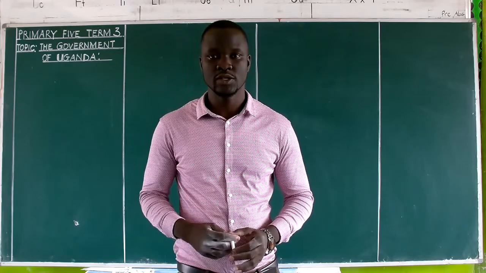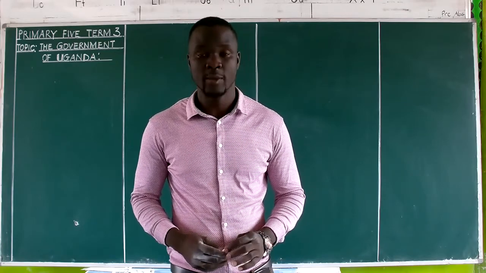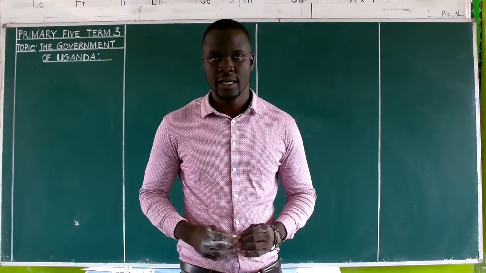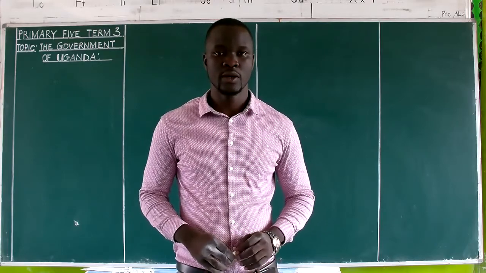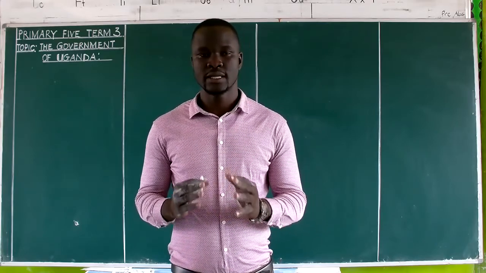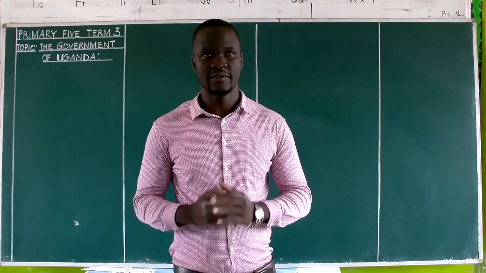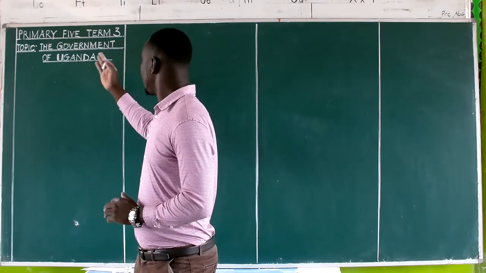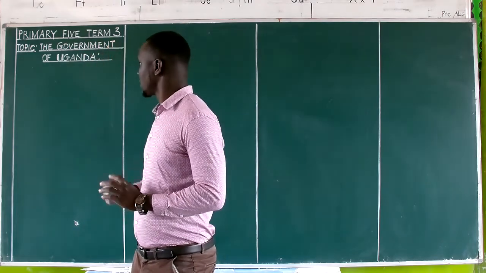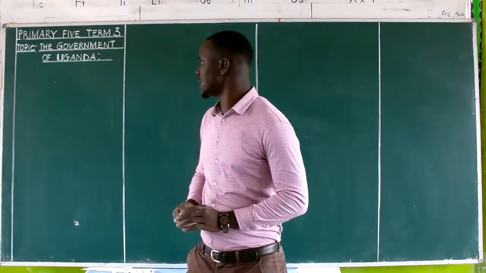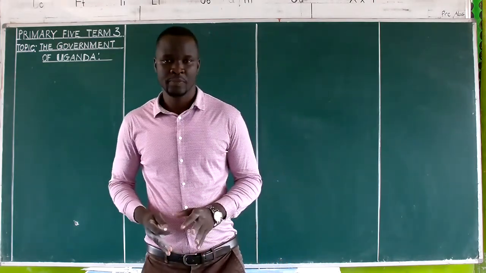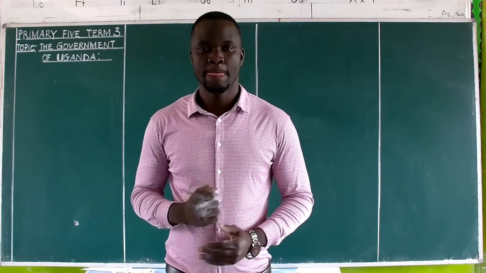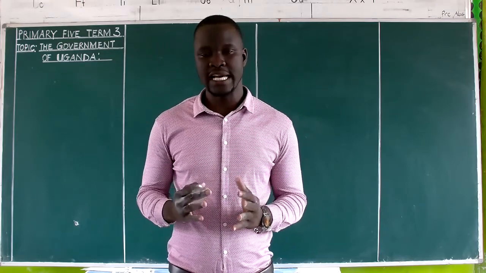My name is John Kokasumadin, and I am going to be taking you through Social Studies Primary 5. In this discussion, we are going to be looking at the second topic we have in Primary 5, Term 3. That's why you see on our board we have Primary 5, Term 3 work, and the topic is about the government of Uganda.